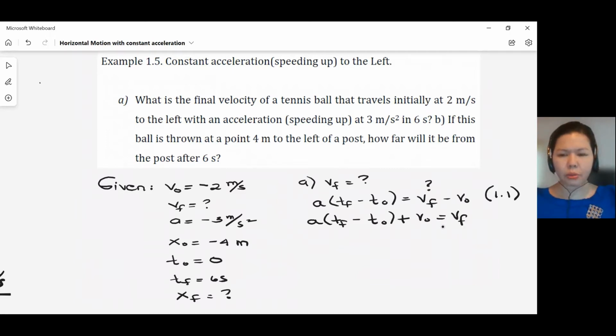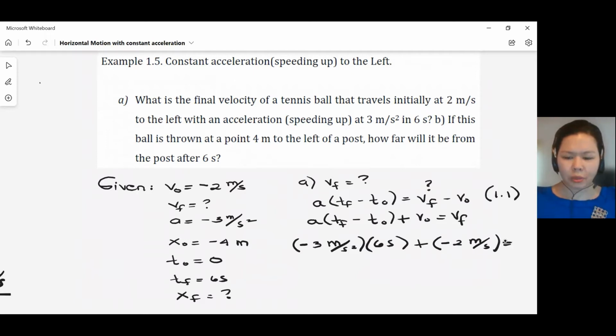And then we substitute the given. We have A is negative 3. Acceleration is negative 3 meters per second squared times T final is 6 seconds. Minus 0 as the T initial, so we won't write that. Plus V initial is negative 2 meters per second is equal to our V final.